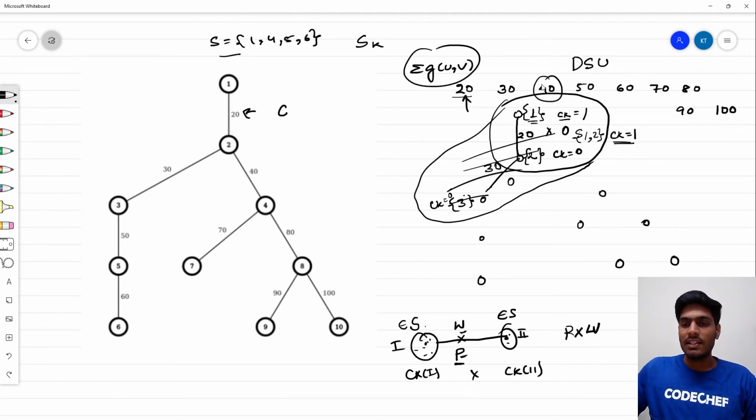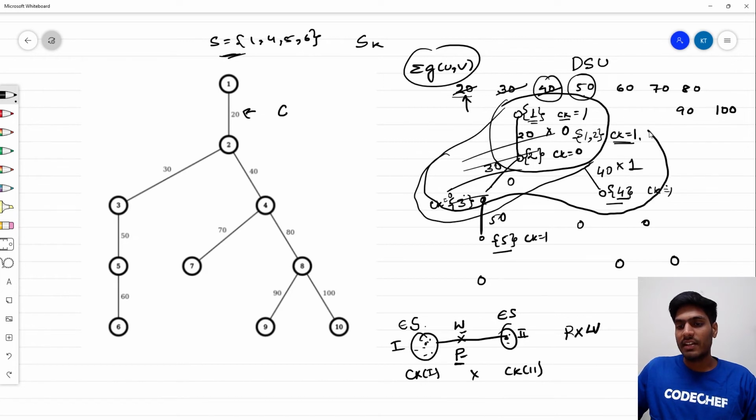Then we'll add the edge 40. That is here. When we add 40, we see that here the set was 4 and its CK is 1 since 4 belongs in our special set. So this gives us the contribution of 1 times 1, that is 1. Next edge will be 50. We have added these 3 edges. Next edge is 50. We will add the 50 edge here. And here was our vertex 5 with CK 1. Now, mind you that this whole set has become 1 now.